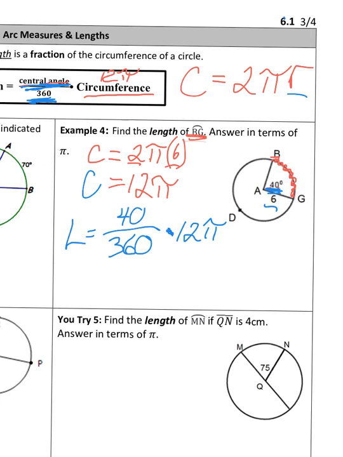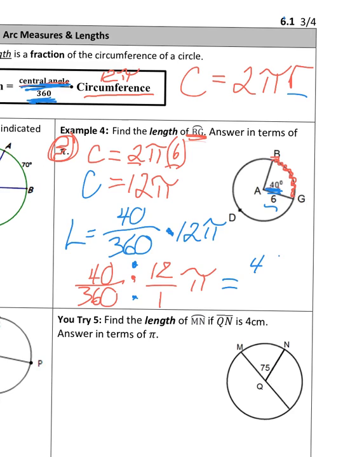Now, to multiply this, if you don't remember, don't worry about the pi right now. We're going to keep the pi at the end because I'm going to keep it in terms of pi, as it states up here. I'm going to multiply it by 12, which is really 12 over 1. You're going to multiply straight across. 12 times 40, 360 times 1, which is going to give me 480 over 360 pi. Last thing I want to try to do, if I can, is reduce that.